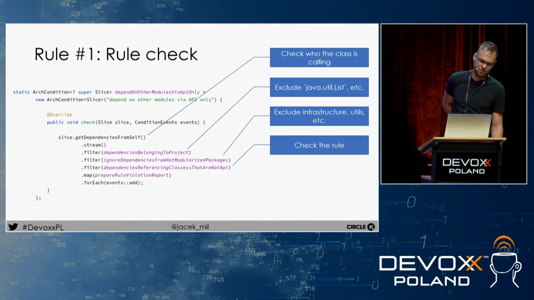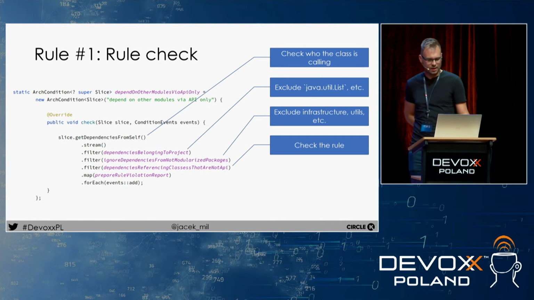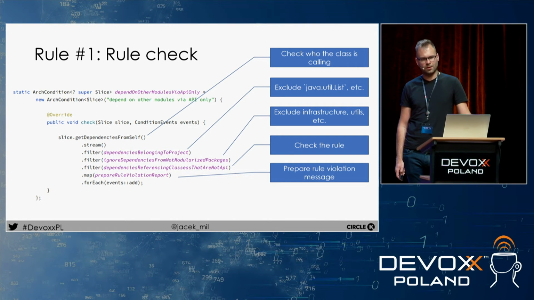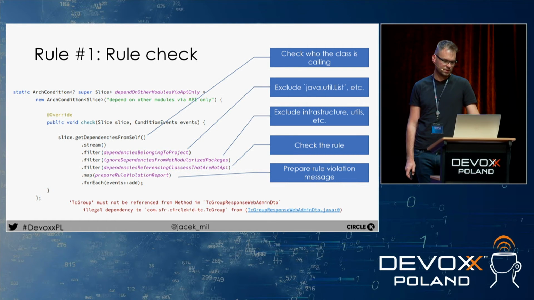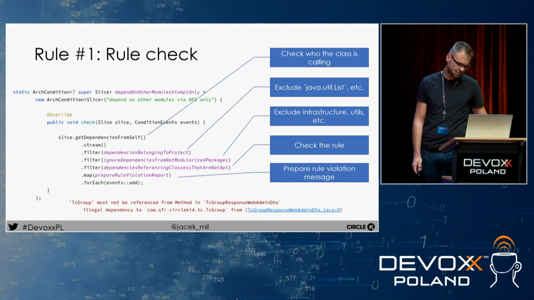So: dependencies referencing classes that are not API. I'll show it on the next slide. If something is violated, then we are preparing a violation message. The violation message looks like that. So we have a class that is referenced from a method in some other class, and it's a violation because it's illegal according to our architecture.